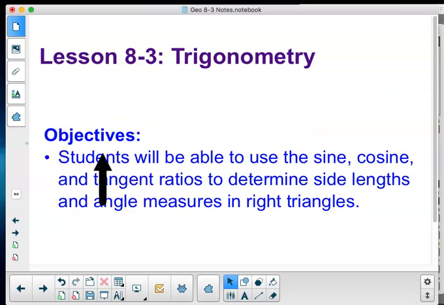Now our objectives: students will be able to use the sine, cosine, and tangent ratios to determine side lengths and angle measures in right triangles. Again, this is all about right triangles. Okay, so let's get moving on here.